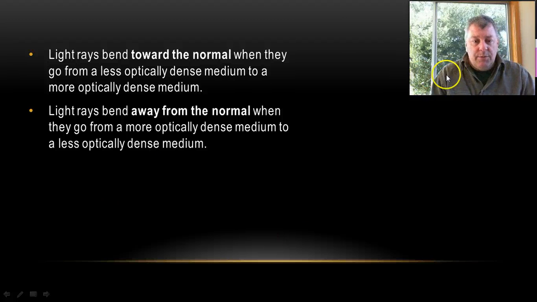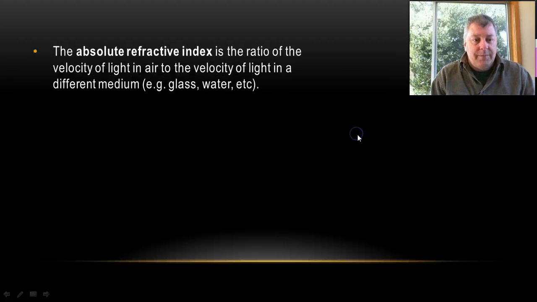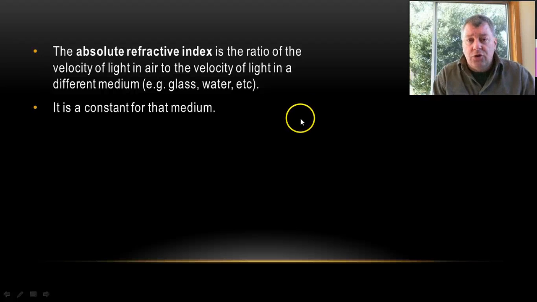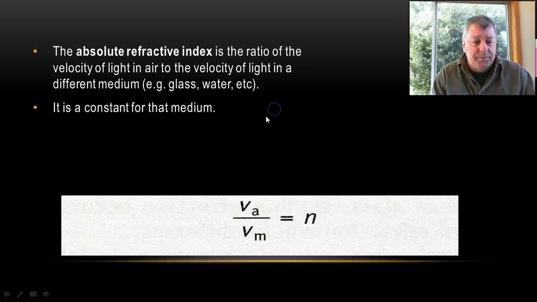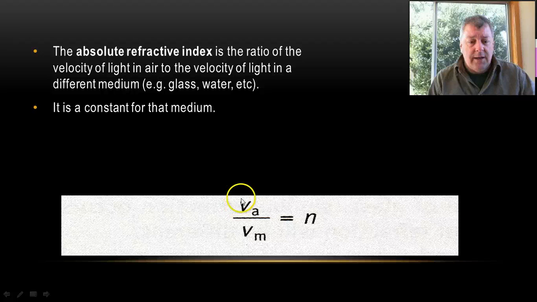And we'll do lots of examples of those, so you'll get your head around that. Now, the absolute refractive index is another term we need to introduce, and it's the ratio of the velocity of light in air, or strictly speaking a vacuum, to the velocity of light in a different medium, glass or water, etc. And it's a constant for that medium, so every different medium has its own absolute refractive index. And this is how it's calculated.